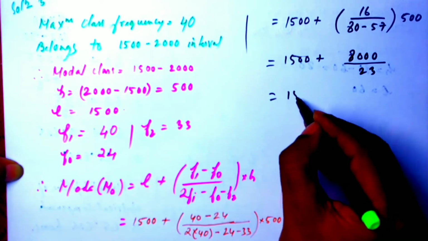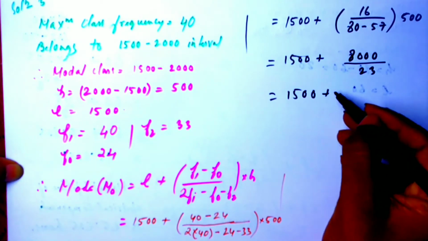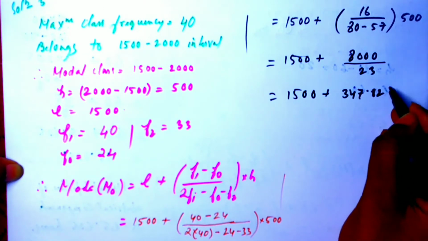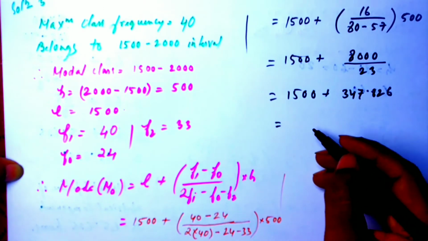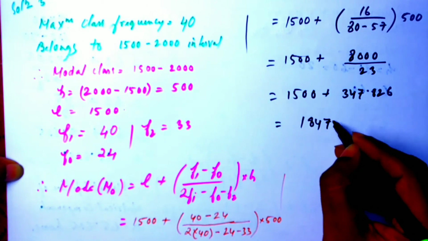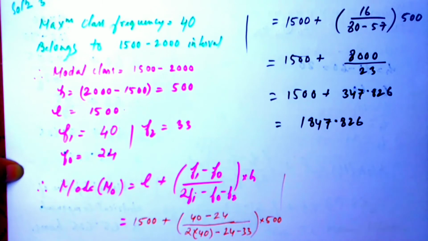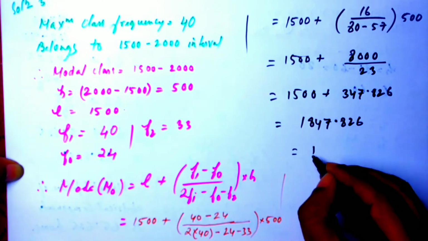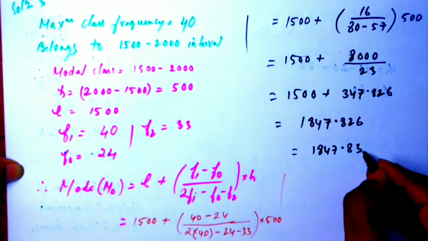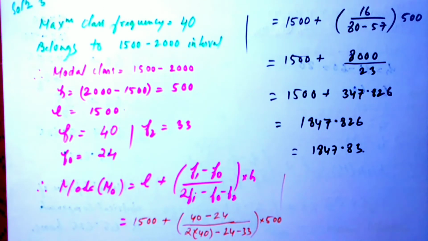So this will be 1500 plus 347.826, which after adding is 1847.826, then approximately 1847.83. Therefore modal monthly expenditure was rupees 1847.83. Now we have to find out the mean.